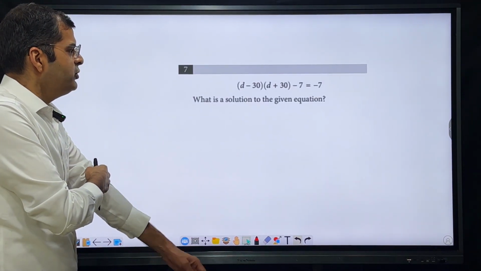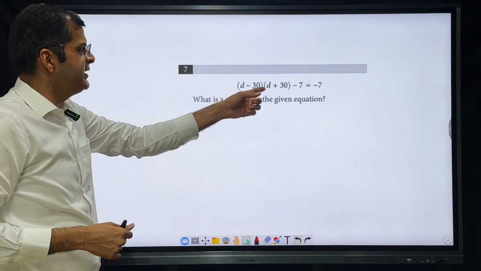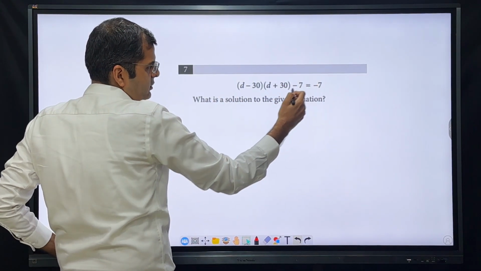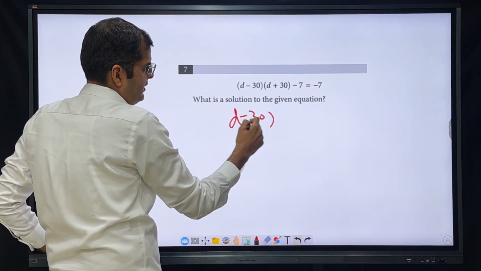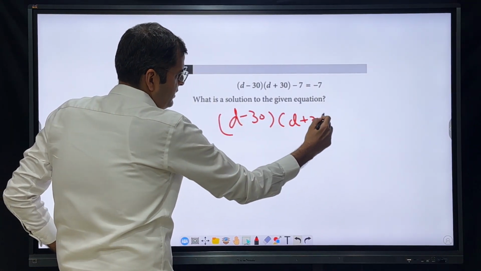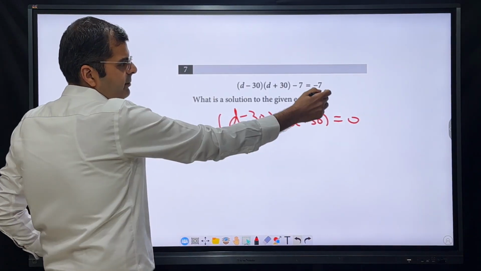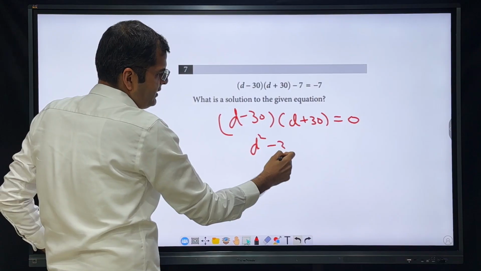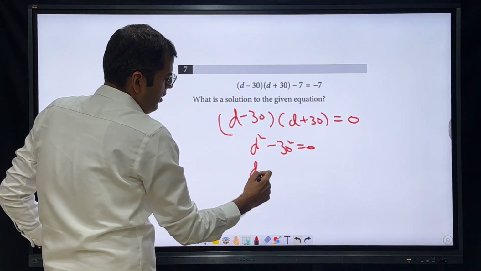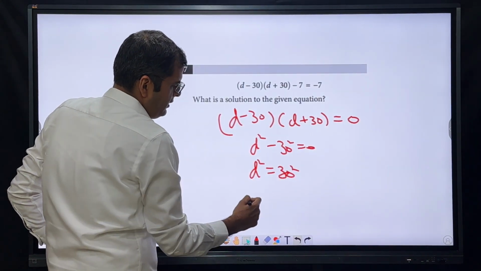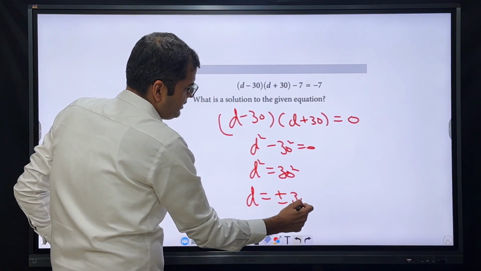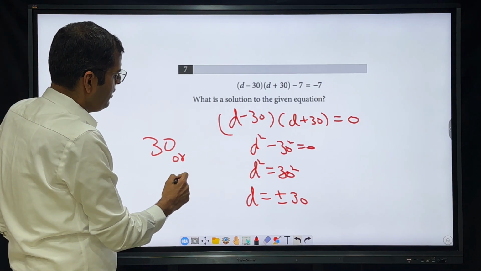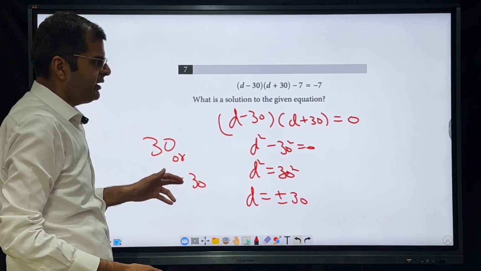Here it says, what is the solution to this equation? This is d minus 30 times d plus 30 minus 7 equal to minus 7. So this minus 7 goes over there, adding 7 on both sides of the equation. So I get d minus 30 times d plus 30 is equal to 0. So this is d square minus 30 square is equal to 0, or d square is equal to 30 square. That means d is equal to plus or minus 30. So either answer will be correct. You can answer 30 or minus 30. Both are correct answers here.